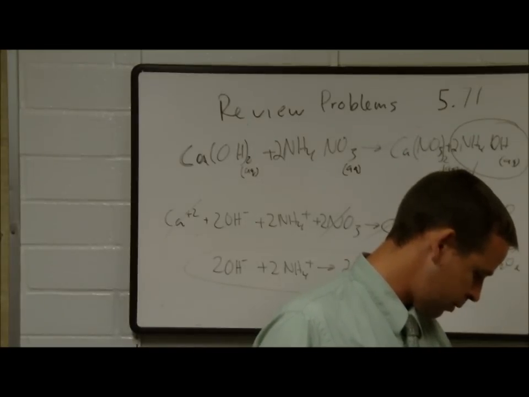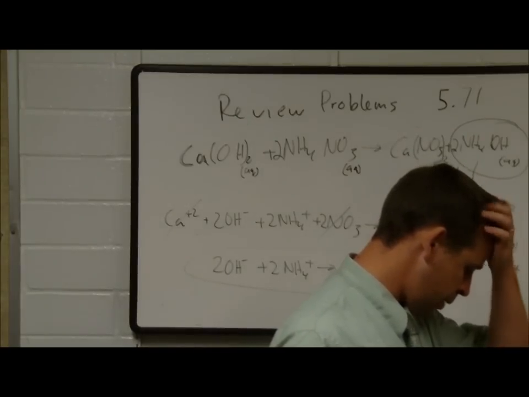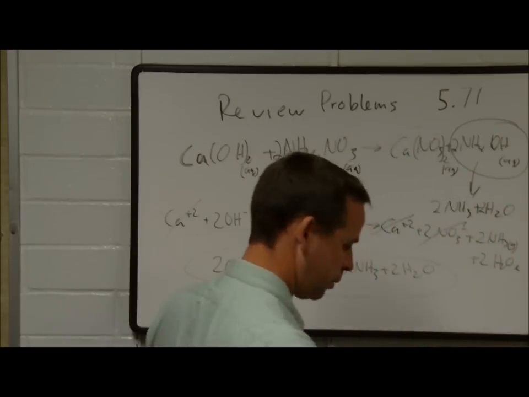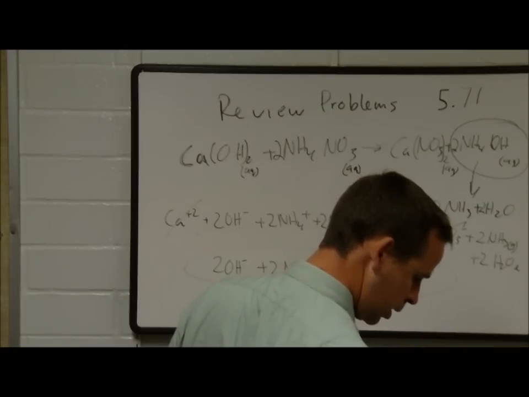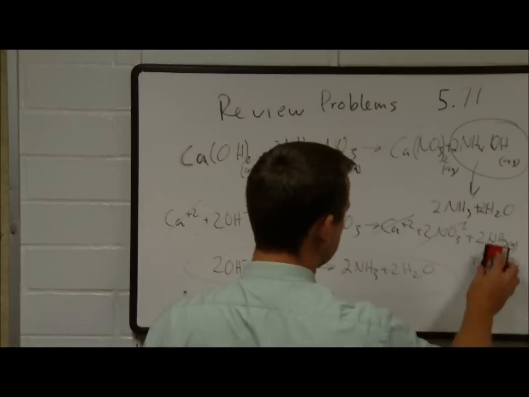Now we're on 573. Explain why the following reaction takes place. Why does the following reaction take place? It's chromium chloride and sodium hydroxide going to chromium hydroxide and sodium chloride.